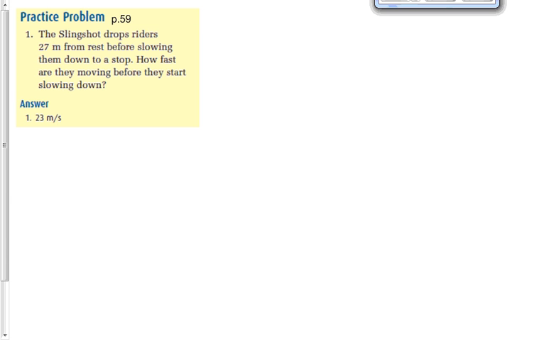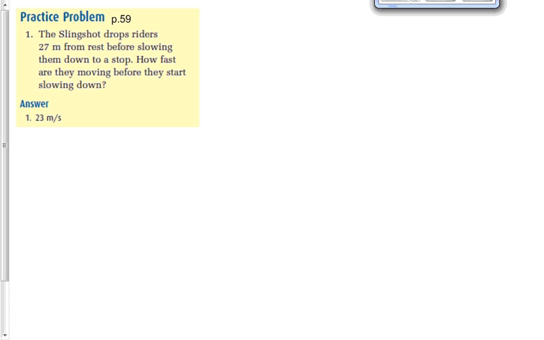Let's look at this one now. It says the slingshot drops riders 27 meters from rest before slowing them down to a stop. How fast are they moving before they start slowing down? All right, this question, if I'm a 16-year-old student going through physics for the first time, this question confuses me a little bit, the wording of it. It drops them 27 meters. How fast are they moving before they start slowing down?